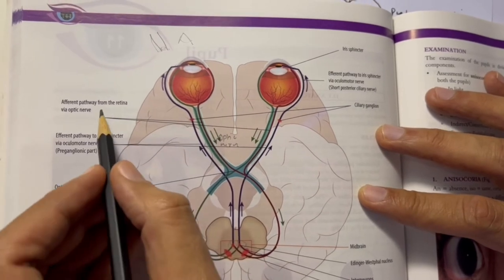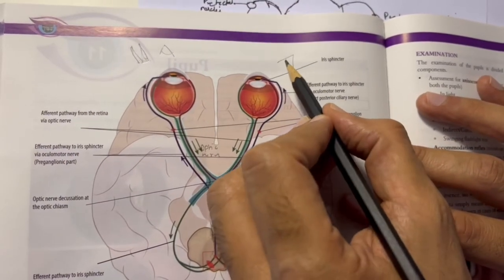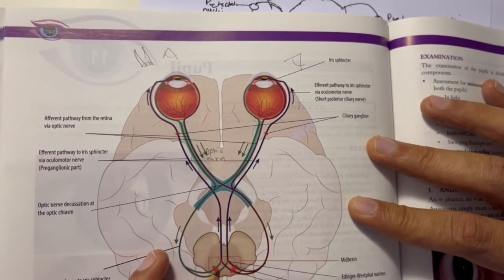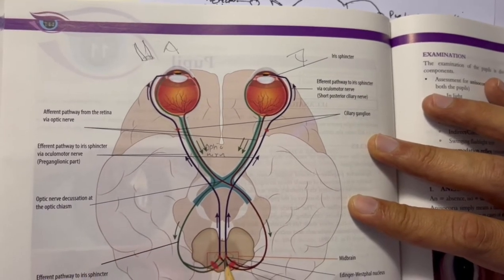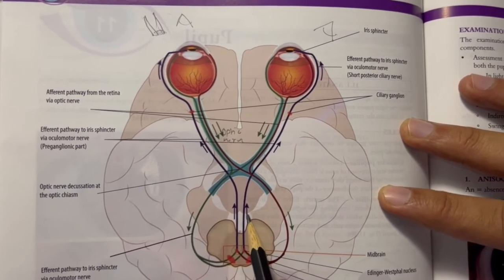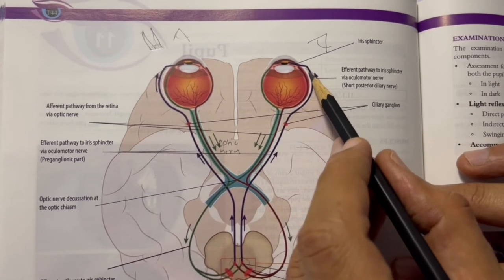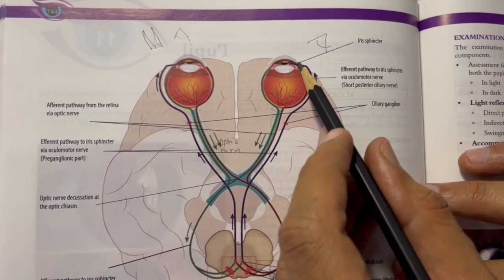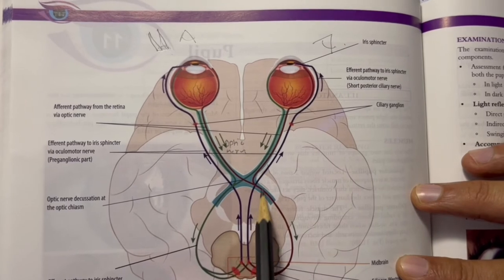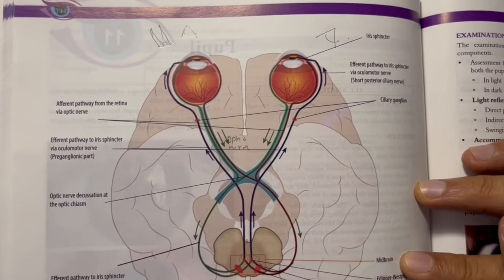So in a direct reflex, if this whole pathway is intact, you will see a constriction of the pupil. Now in an indirect light reflex, you are shining a light on the left eye while observing the right eye. Signals from the left eye will go all the way back to the pretectal nucleus of the same side, and then they will cross over to the Edinger-Westphal nucleus of the contralateral side, and then through the oculomotor nerve of the contralateral or the right side, they will be relayed to the ciliary ganglion, and then to the sphincters of the pupil of the right eye. So shining a light on the left eye will also cause a constriction of the right eye if the indirect pathway is completely intact.